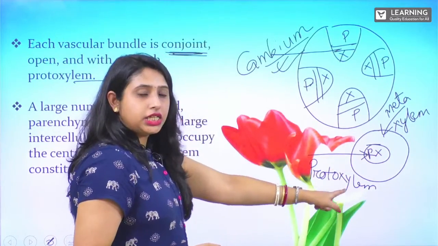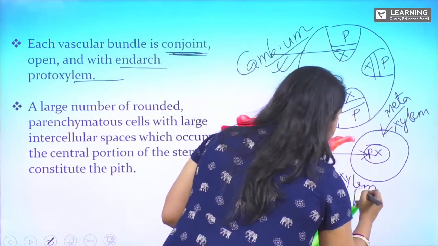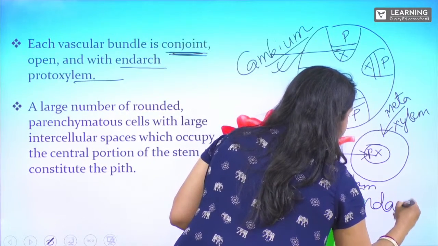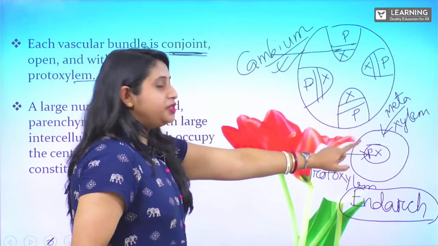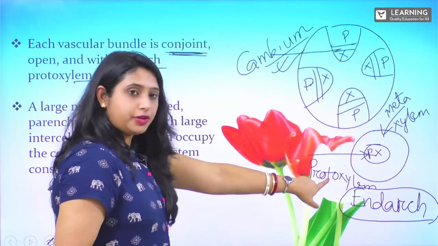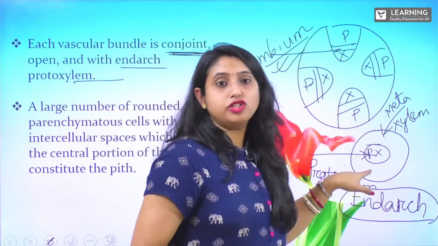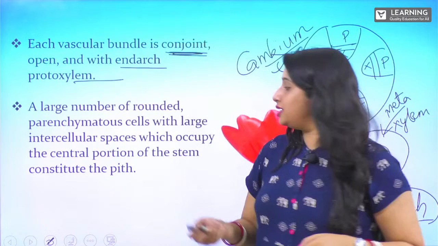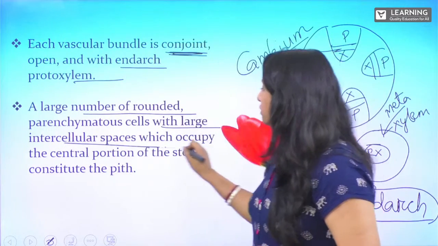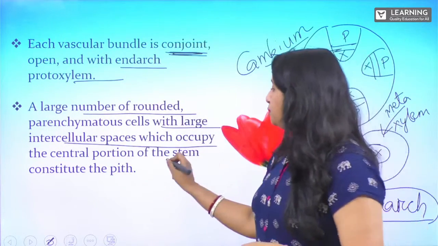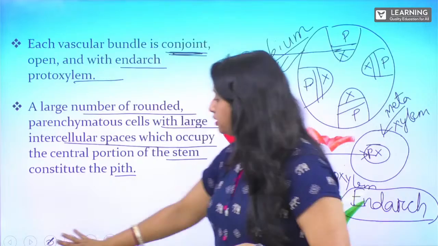We call this condition, which we find in case of stem, as endarch, not exarch. Endarch means what? Endarch means your protoxylem is present inside. Is that clear? Protoxylem is inside and metaxylem is towards the periphery. A large number of rounded parenchymatous cells with large intercellular space which occupy the central portion of the stem constitute the pith. Okay, so that is your pith.